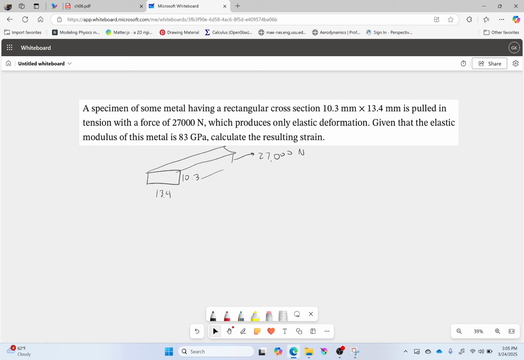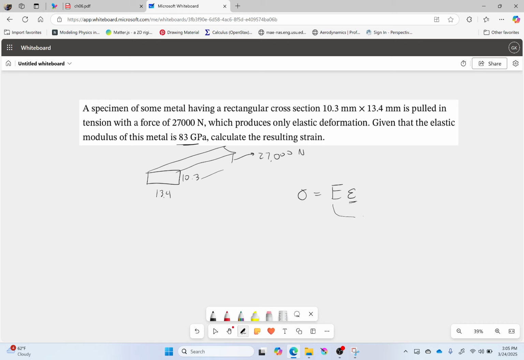Which produces only elastic deformation. That's good. That helps us out with our equations. Given that the elastic modulus of this metal is 83 gigapascals, calculate the resulting strain. Okay, a lot is going on here. We're going to have to use a couple equations to put them together. So first off, stress is equal to my modulus of elasticity times strain. And that's what we're trying to find.